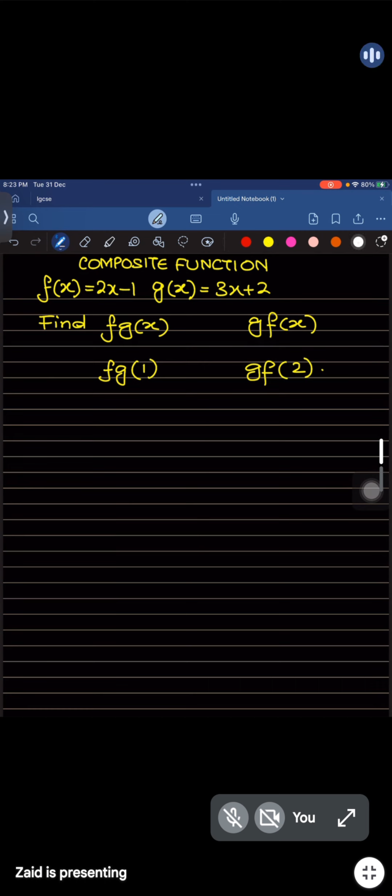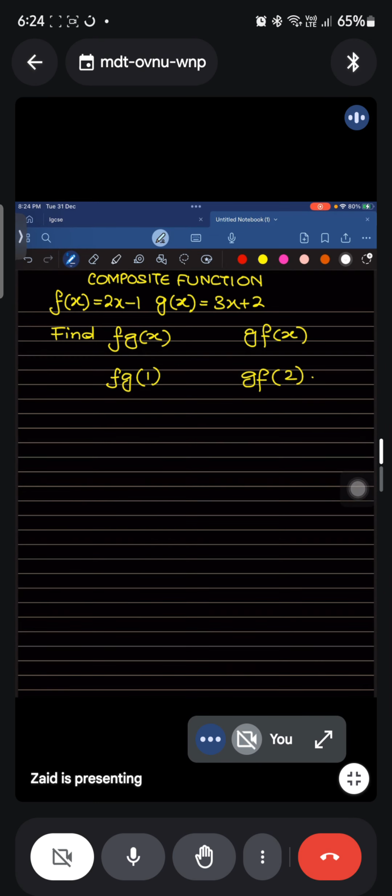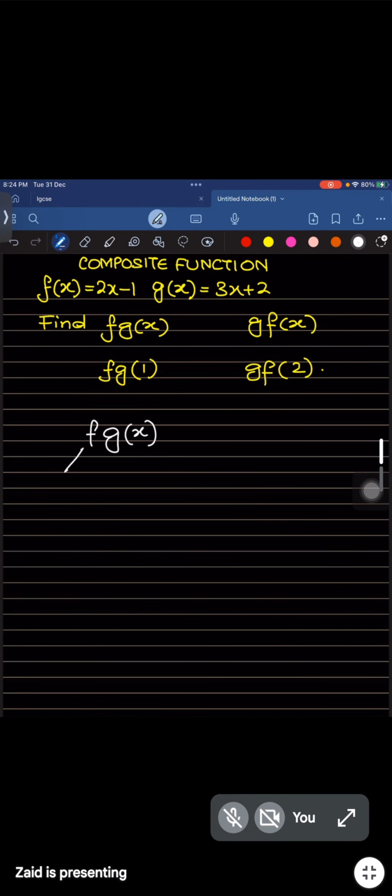So basically, a composite function is a function within another function. What do we mean by that? I'll give you time to copy. You just look here. fg(x) means in the function of f, this is called the parent function or the main function. This is a composite function. A composite function can be described as a function within a function.